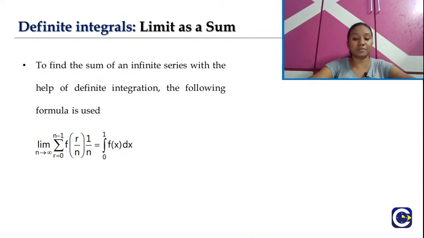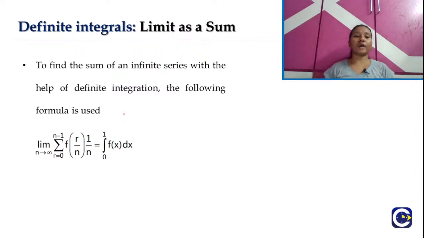That is nothing but limit as a sum. Right. So basically, what is the formula which we'll be using for this limit as a sum? Right. So what is this basically actually? To find the sum of an infinite series. Right. So there will be some infinite series.